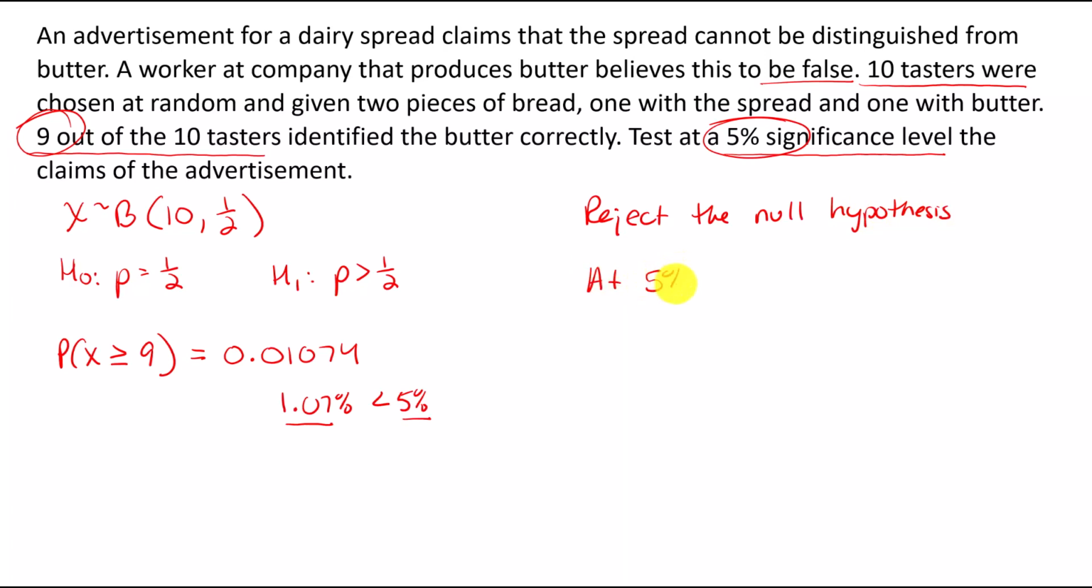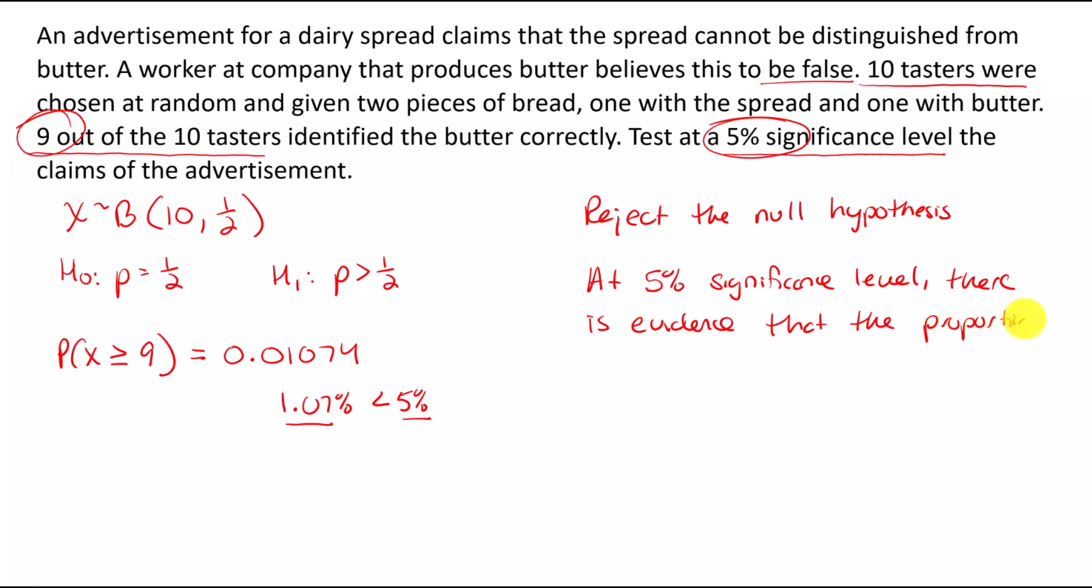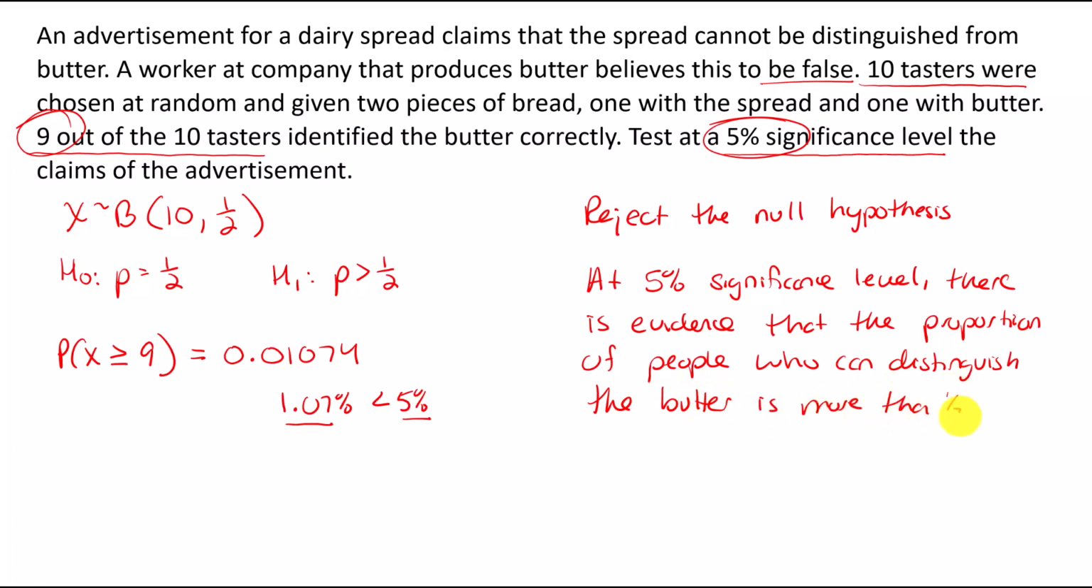At 5% significance level, there is evidence that the proportion of people who can distinguish the butter is more than 1/2. Okay? And you can have a little bit different wording, but you need to make a statement based on the concept here.